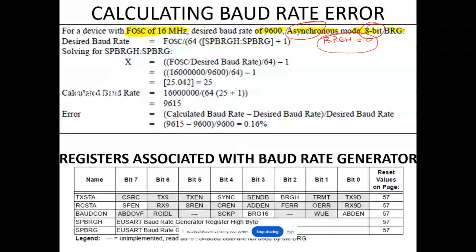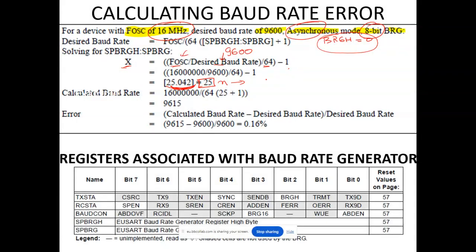Okay, so the n here, you have to extract the value of n, which is the frequency of the oscillator, divided by baud rate, divided by 64, minus 1. Now the frequency of oscillator is 16 megahertz. The baud rate here is 9600 bits per second, and you calculate this to find 25.042. So the nearest value is 25. So this is the value of n.